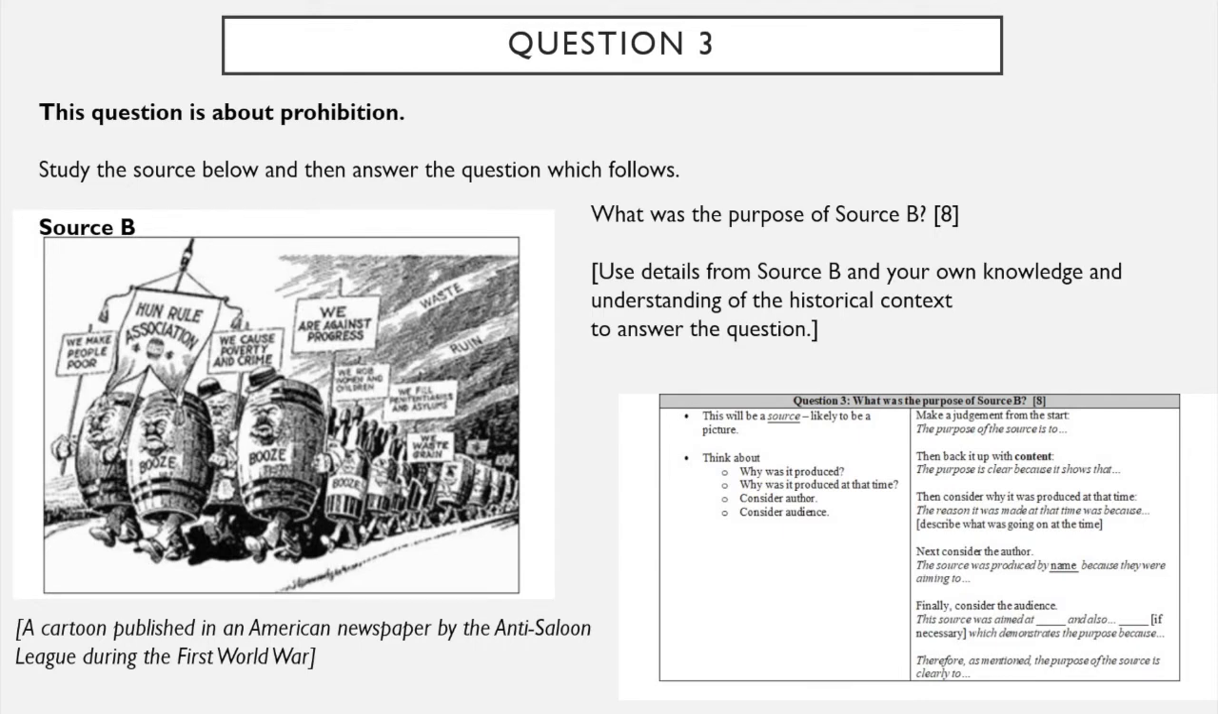Okay. And you're going to make a judgment right from the start. We don't really want you sitting on the fence. You need to tell me, what is its main purpose? What do you think is the main purpose of this? Make a judgment right from the start.